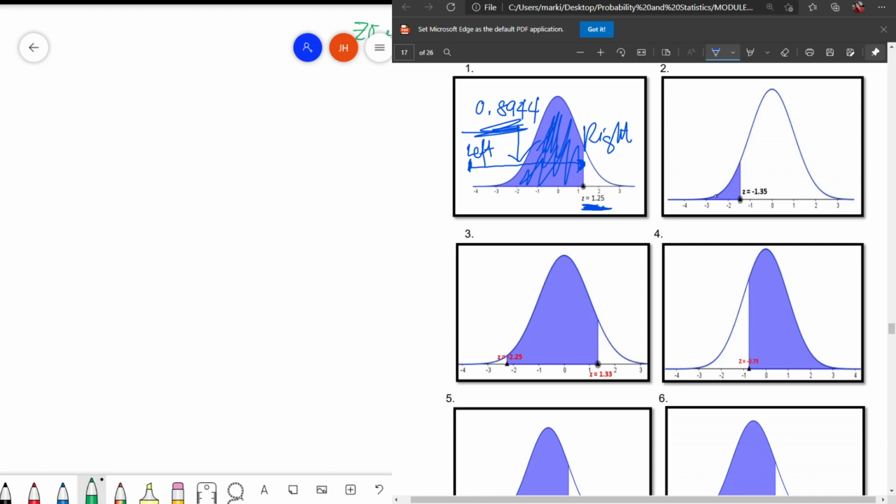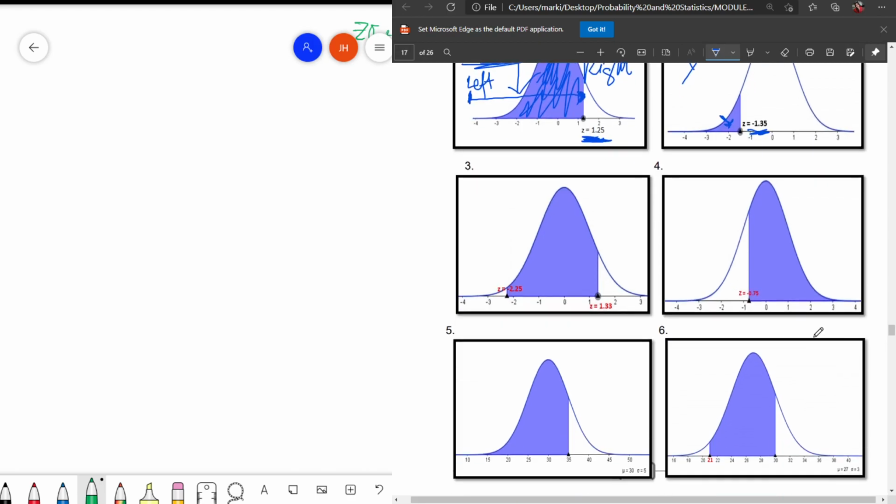Okay, how about number 2? Does this have the same procedure as number 1? The answer is yes. Just look for the z-score of negative 1.35 here, and automatically that is the area of the shaded part. How about number 3? Any question? Is there a difference among 1, 2, and 3?